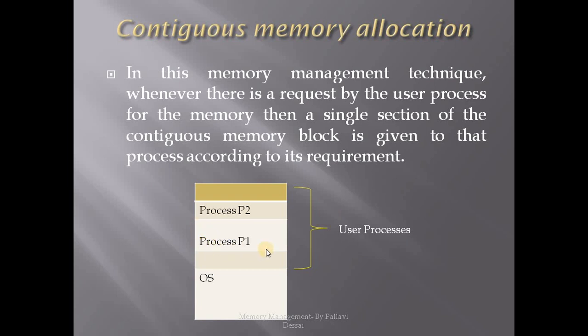Here you can see that this part of the memory is given to process P1, this part of the memory is given to process P2. So continuously memory is allocated for user processes. The memory can be divided either in the fixed size partition or in the variable sized partition in order to allocate contiguous space to user processes. So this contiguous memory allocation can be done in two methods. First method is fixed size partition and second is the variable size partition.